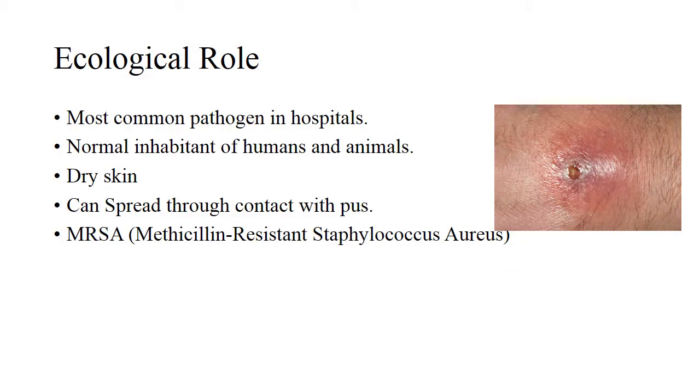Ecological role. Staphylococcus aureus is among the most common hospital-acquired pathogens. It is a normal inhabitant of the skin and mucous membrane in the nose of a healthy human. S. aureus is infectious to both animals and humans and may only survive on dry skin.